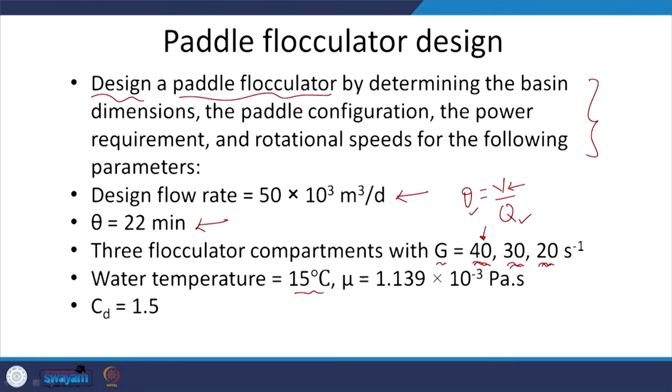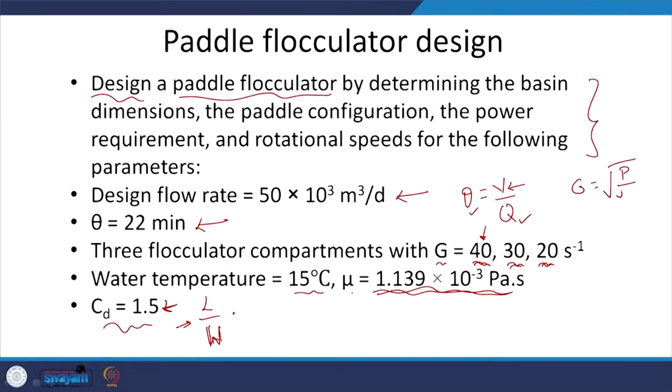The water temperature is given, and at this temperature the viscosity is given, along with the coefficient of drag, which will depend upon the length to width ratio. This will be in the relevant tables for a specific length to width ratio. So viscosity, why is that important? More viscous, so for a given power that you are applying, relatively lesser mixing or turbulence, right? Because we know that G is equal to the square root of P by mu V. So if I increase the viscosity for the same power, G is going to decrease, right? So that's something to keep in mind.